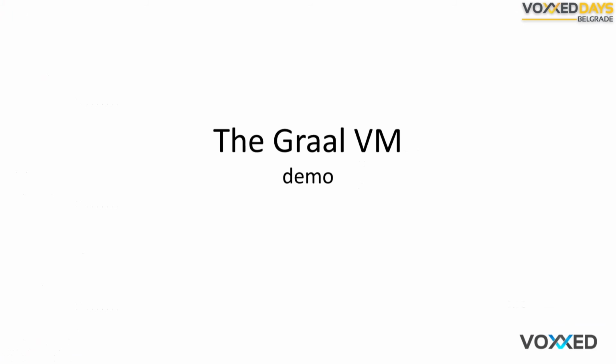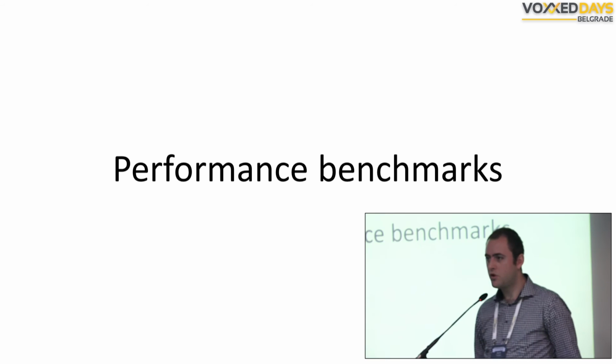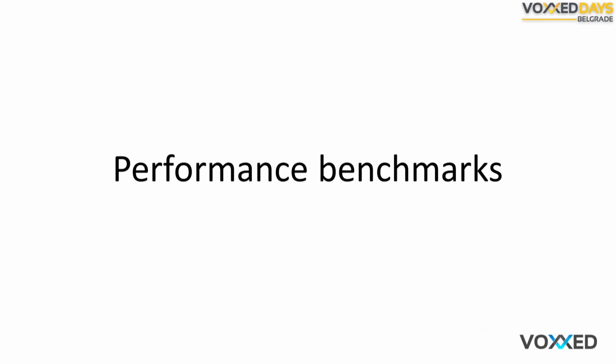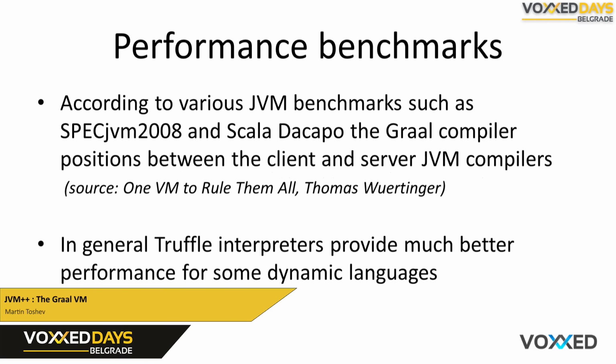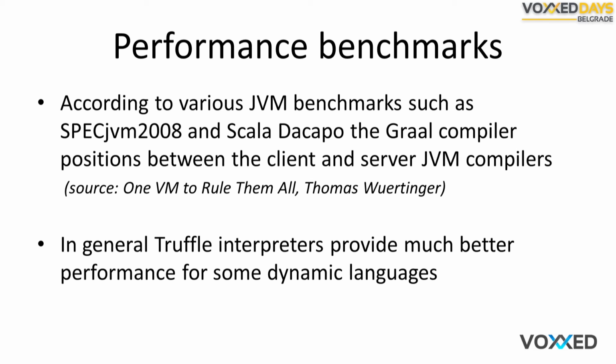Okay, so now let's see shortly some performance benchmarks. Some of you may think, well, there is a Graal project, but why should I not implement my own interpreter that runs in the JVM? Why should I use the Truffle API? And the reason really is performance. You want to make use of the performance optimizations that have been done over the years and have been improved and improved. And according to some standard benchmarks for the JVM, the Graal compiler positions somewhere between the client and the server JVM compiler.